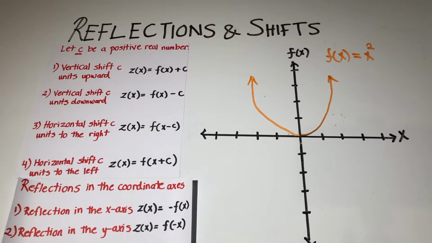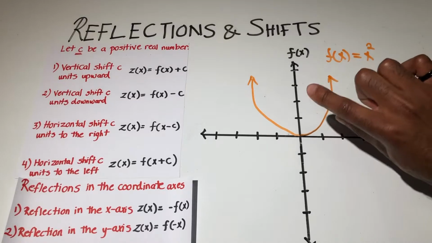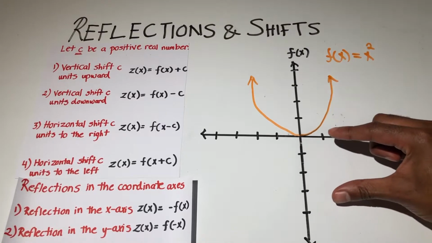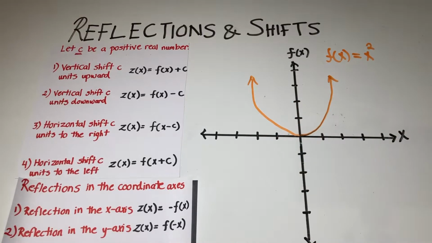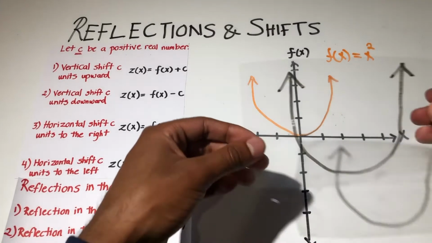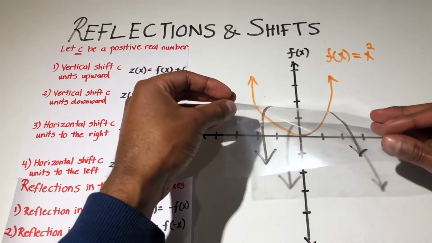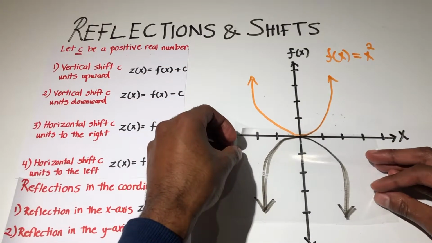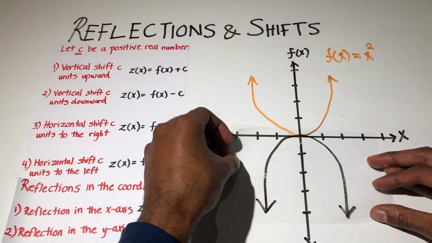Now we're asked to reflect this along the x-axis. So how the function is going to behave is that it's going to just flip, kind of like a mirror along the x-axis. So if the function is like this, it's just going to mirror along the x-axis. Nothing has changed, just the fact that we added a negative in front of the function.